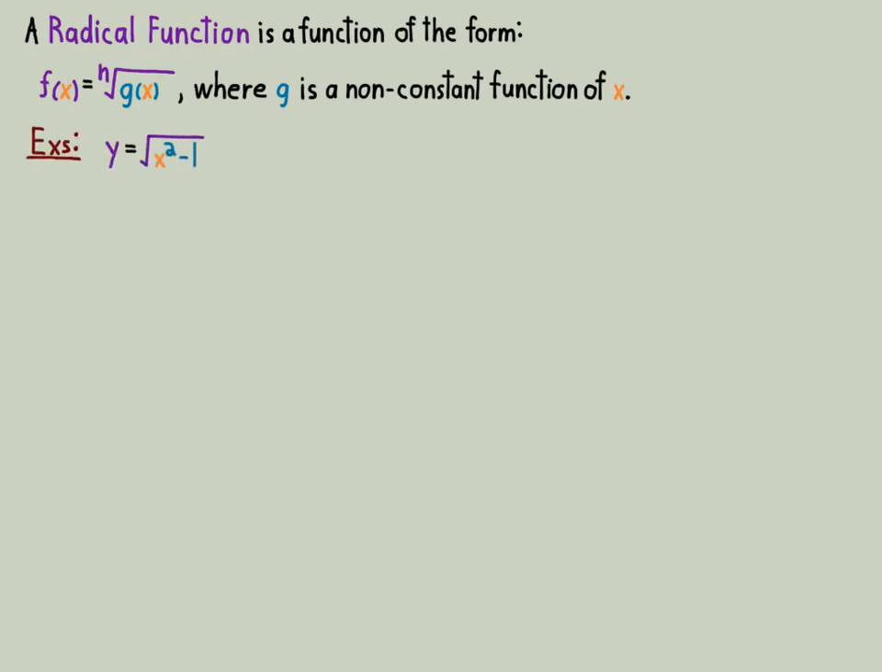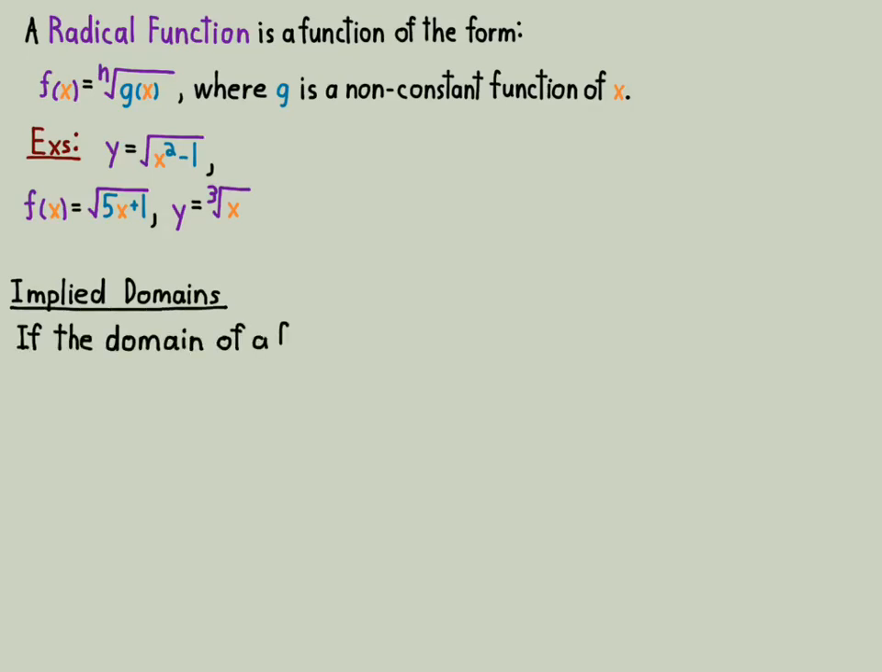So here's some examples. Y equals the square root of x squared minus 1 is one example, because you can write the f of x as y, right? F of x equals the square root of 5x plus 1. Y equals cube root of x. These are all radical functions. Just some examples.